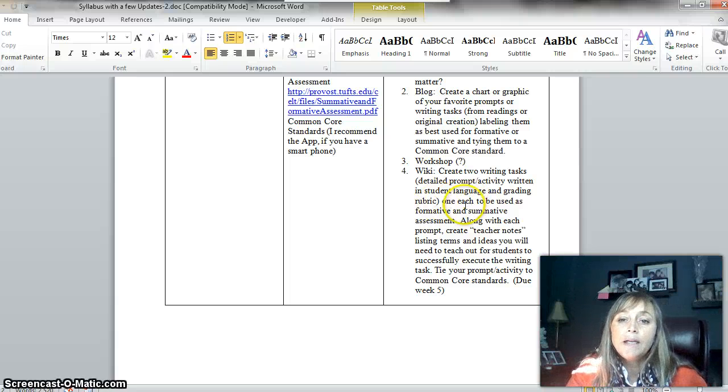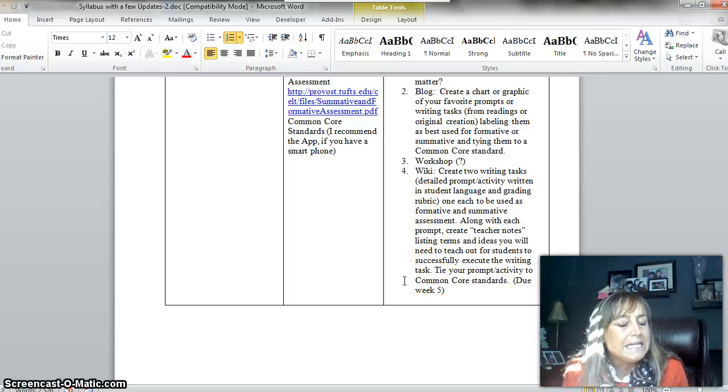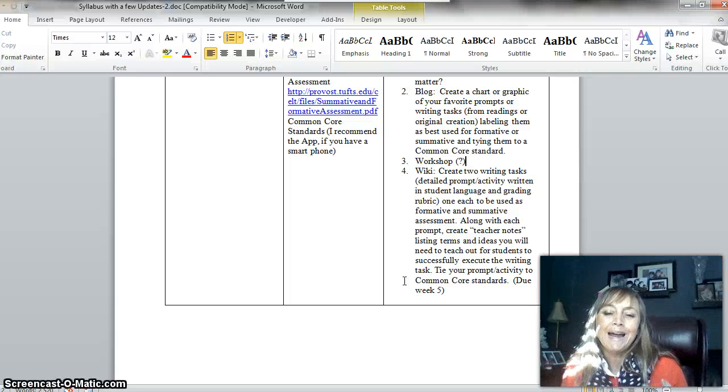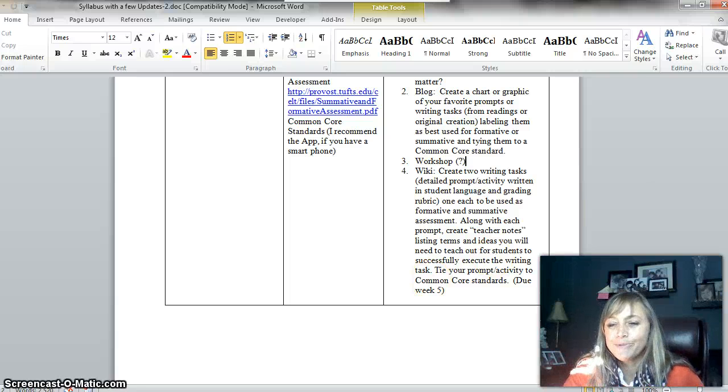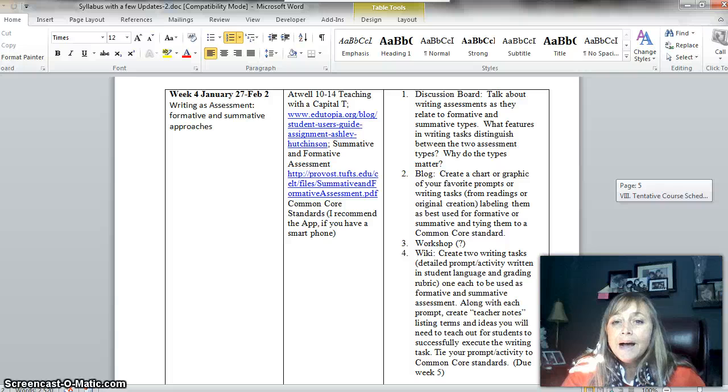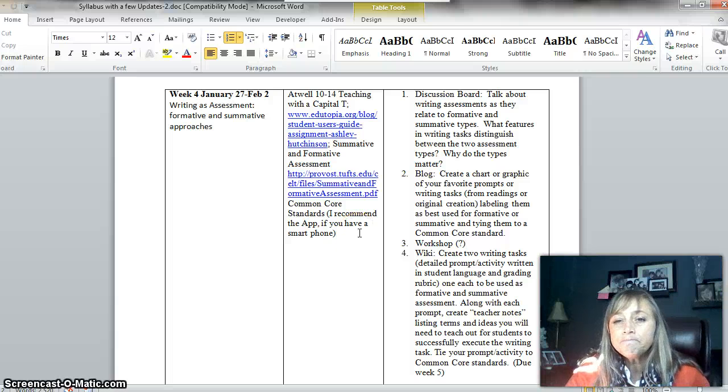There's some explanation here, but I want a pretty detailed sharing out. Basically, I want you to have created some writing lessons for students, and that's what we're working towards for this time around wiki. Okay, that's the week. The only two required things are the discussion board and blog in terms of writing, and the readings here in the middle column.